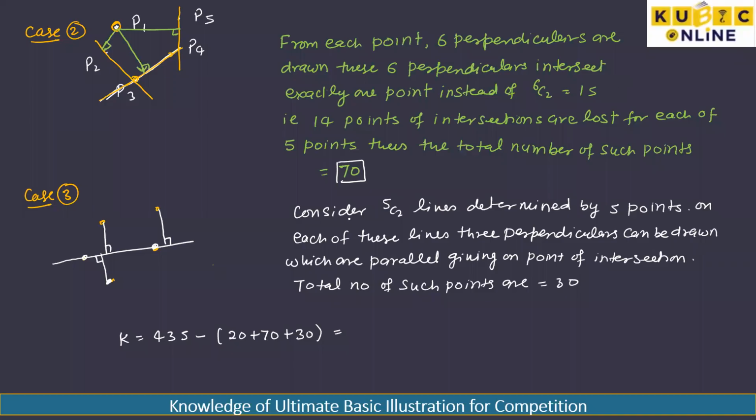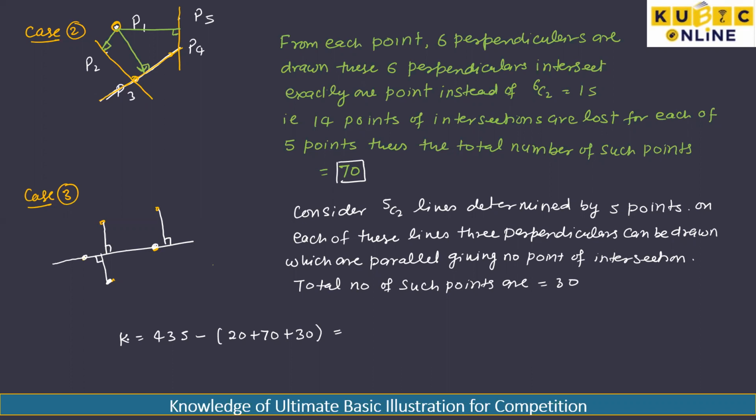So a total of 5C2 lines will be there, because joining all 5 points we get 5C2 lines, that is 10 lines. And on each of these lines, three perpendiculars can be drawn, which are parallel, giving no point of intersection. So therefore the total number of such points will be 30.